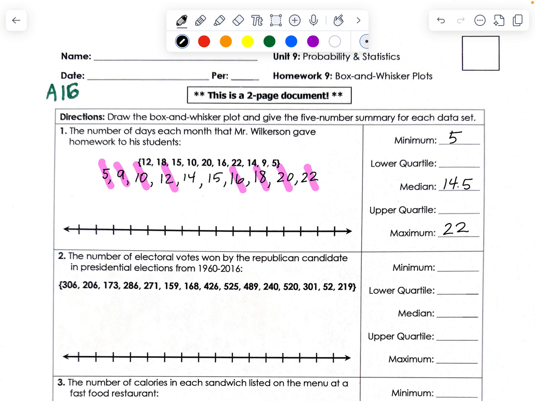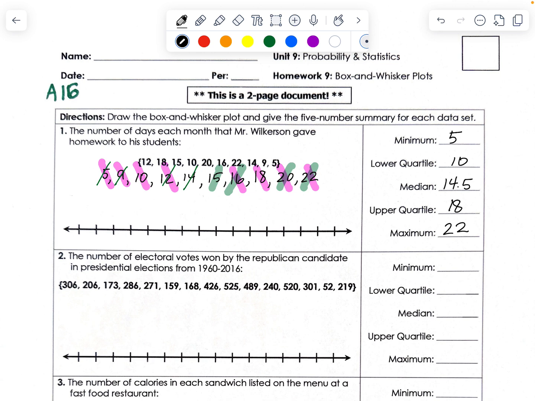All right, then my lower quartile is based on the median of the first set of numbers. So I'm going to count them off, and that says my lower quartile is 10. And then my upper quartile, I do the exact same thing. So my upper quartile is 18.